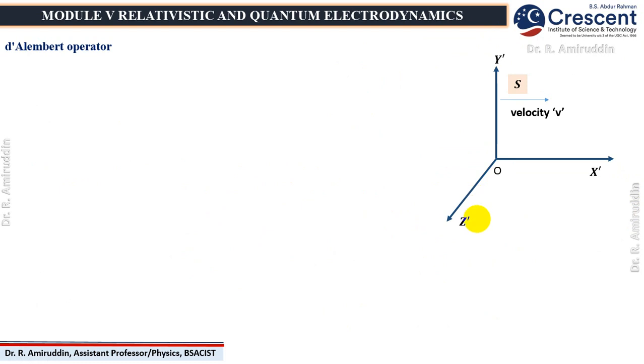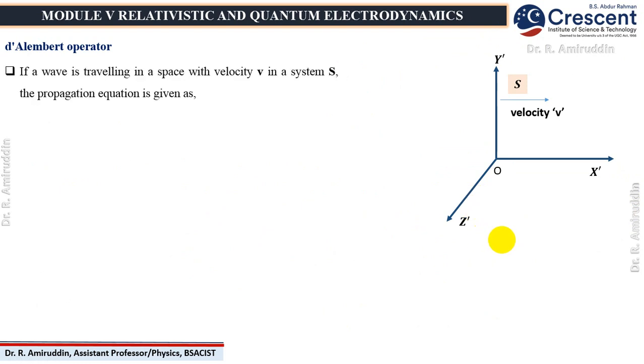So the next topic will be based on the D'Alembert operator. If a wave is traveling in a space with a velocity v in a system S, the propagation equation will be given as dou square by dou x square plus dou square by dou y square plus dou square by dou z square, that is the position coordinate system, minus 1 by c square dou square by dou t square, into psi is equal to 0. Let us label this equation as equation number x.